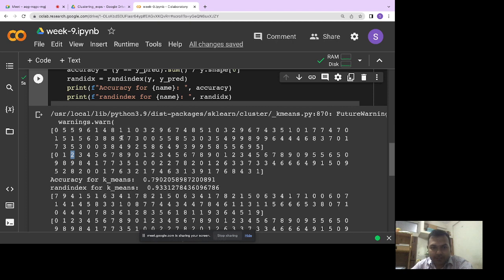Now let's look at this 5. It is 8. Next, k-means has assigned 5 here. It is also 8. Next, k-means has assigned 5 here again. That is also an 8. 5 here again, that is also an 8. 5 here again, it is a 2. 5 here again, that is a 2. 5 here again, that is an 8. Right? 5 here again is a 2 and so on. So 5 is all mixed up.